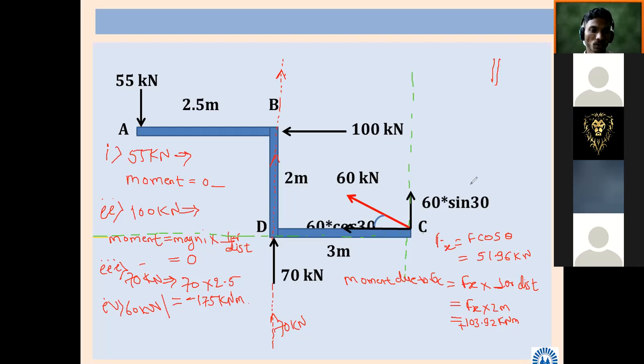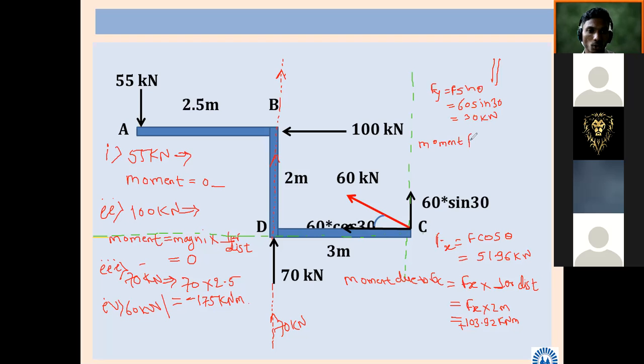Now, last force resolution, Fy is equal to, what is the formula for Fy? Fy is equal to F sin theta. So calculate, what is the value of F? 60 sin 30. Sin 30 is half. So it will be 30 kilonewton.